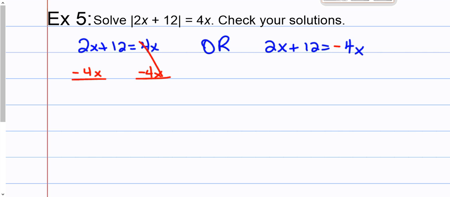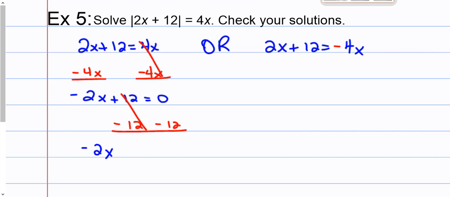We get negative 2x plus 12 is equal to 0. Go ahead and subtract 12 from both sides. So we get negative 2x is equal to negative 12. Divide both sides by negative 2. And x is equal to positive 6.